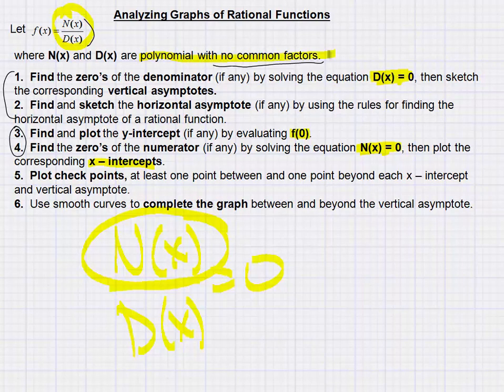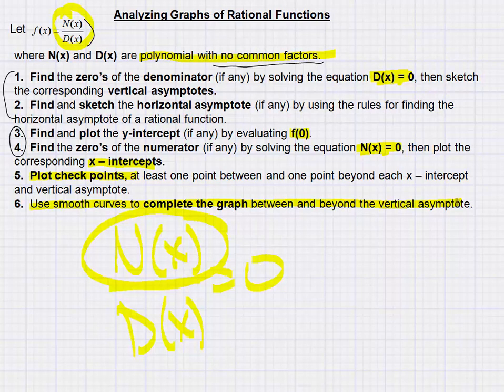Next, once you have that, you have a general idea of where your graph is set up in your location. So you're going to probably need to plot a couple of checkpoints to get a better idea of where your graph is located. Once you determine that, complete your graph with some smooth curves and approach your asymptotes, vertical and horizontal, and you got your graph.